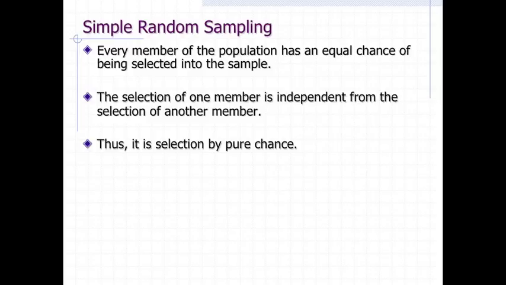Thus, there are strategies that researchers adopt in an attempt to eliminate or decrease the bias in the sample. One of these strategies is the use of simple random sampling. Simple random sampling occurs when every member of the population has an equal chance of being selected into the sample. In addition, the selection of one member is independent from the selection of the other members. In theory, then, the strategy of simple random sampling involves selection into a sample by pure chance.